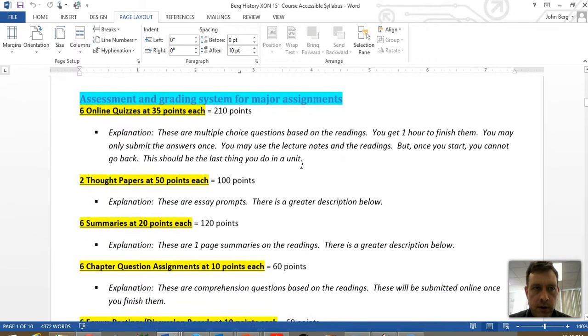Grading. There are a number of grading activities for you to complete. The first thing is, for every unit, there is an online quiz that you take at 35 points each. You may use the lecture notes and the readings, but once you start, you cannot go back. Please do this as the last thing you do in a unit, because you only get one shot and there's a timer. There's 45 minutes. So you should do that the very last thing.